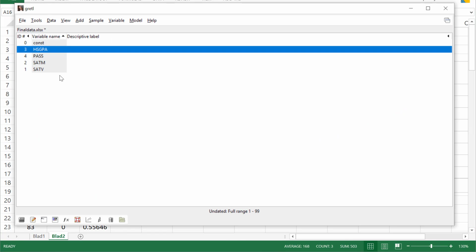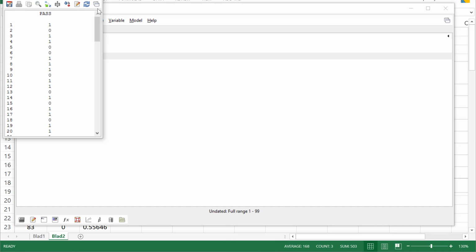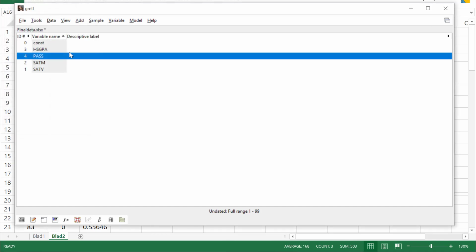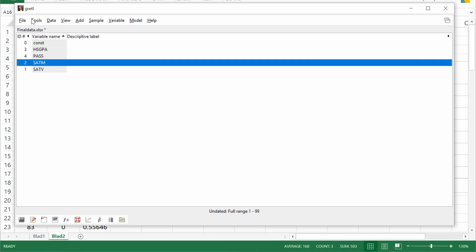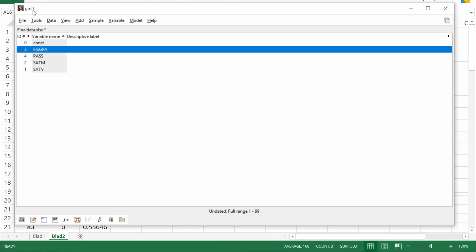Here is another example, and I've now used Gretl instead. I have data again. This is again if a student passes the course or not, but here I have more explanatory variables. So I have the result of the SAT math score and the SAT verbal plus the GPA, high school GPA.